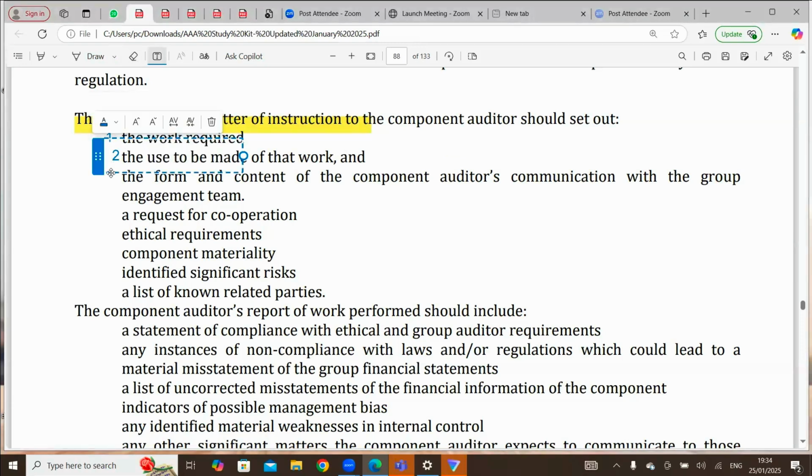So kindly read out the content of the letter of instruction for us. Can you hear me? Yes, I can.